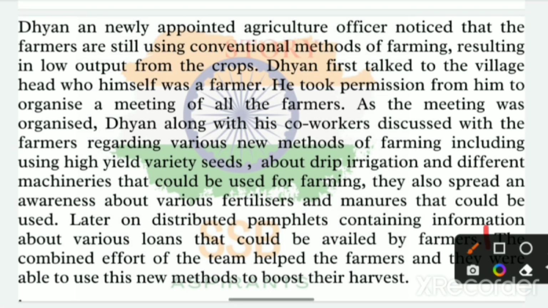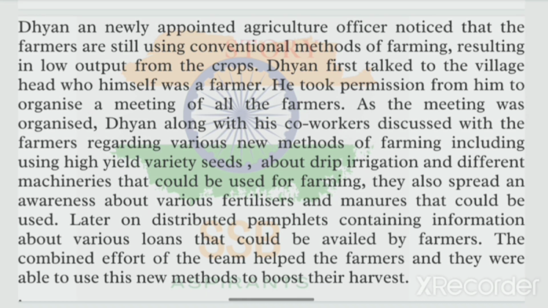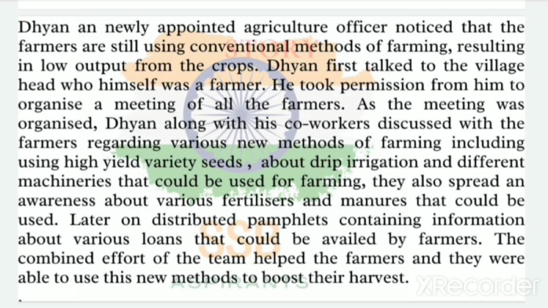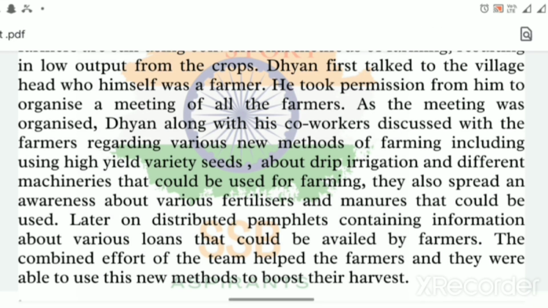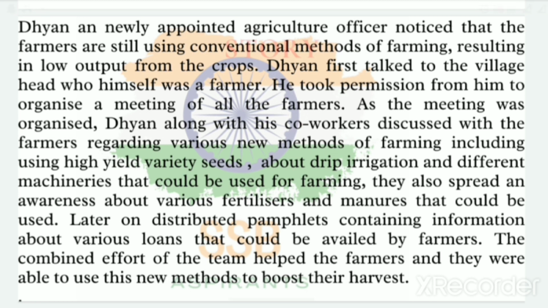The future also starts from here till here. So we can see that the past and present are covered in a line or two. Rather, the rest of the things are happening in the present. Next, we can see only Dhyan is being shown there. But later on, Dhyan along with his co-workers discussed with the farmers. Here we made a team. We are showing that group work is being done.